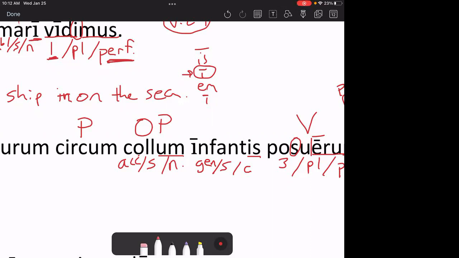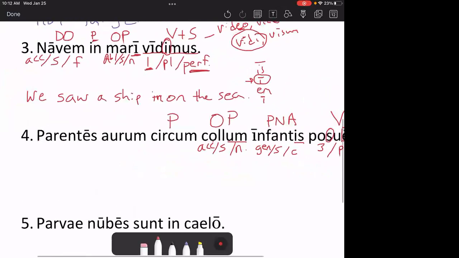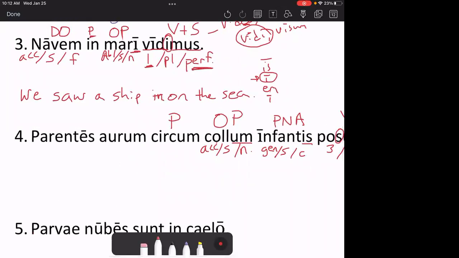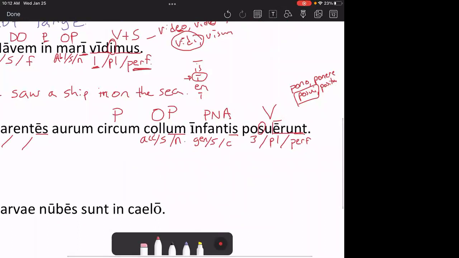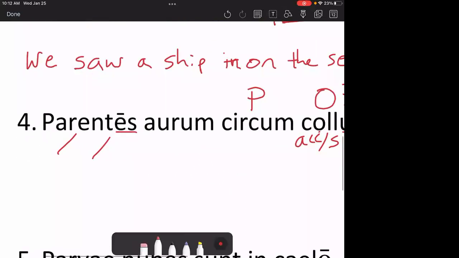All right, genitive. So colum means neck. Infantis is obviously baby. So neck of the baby is probably going to be a possessive noun adjective. We'll go back and edit if we need to. Okay, we've got the second half of the sentence done. Parentes aurum is all that's left. So parentes, let's parse it. Es could be nominative or accusative plural, right? Third declension. But if we look at our verb, it's third person plural.